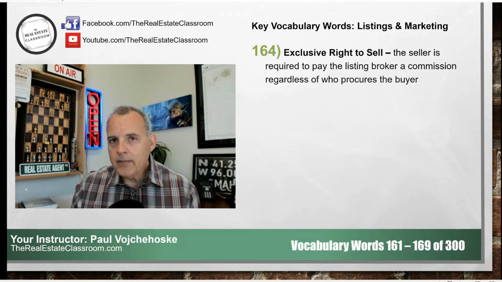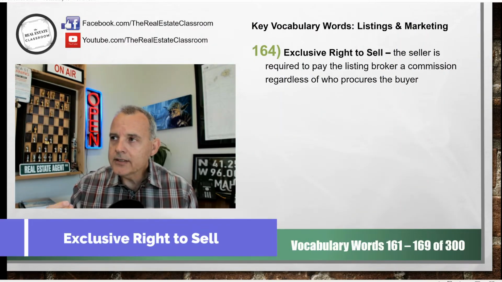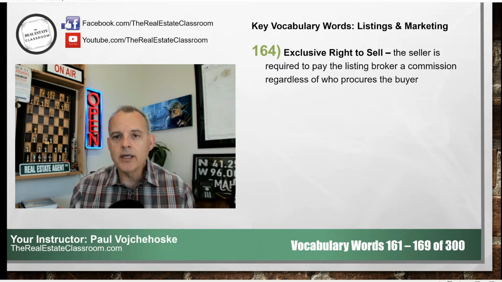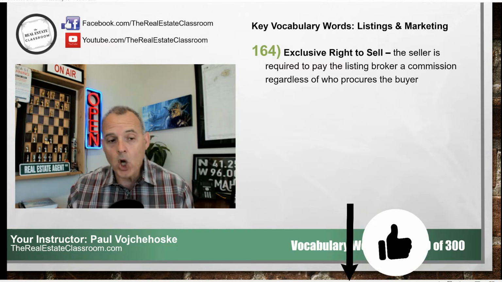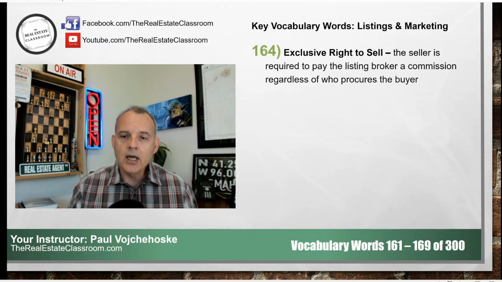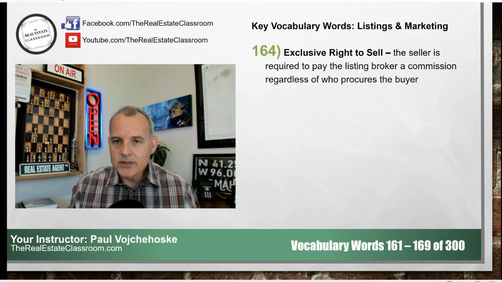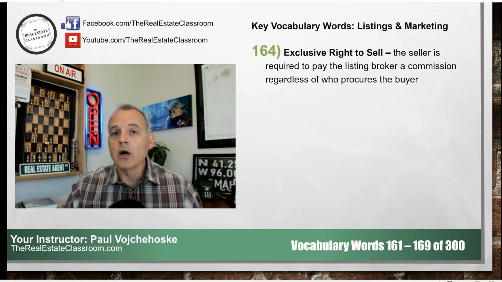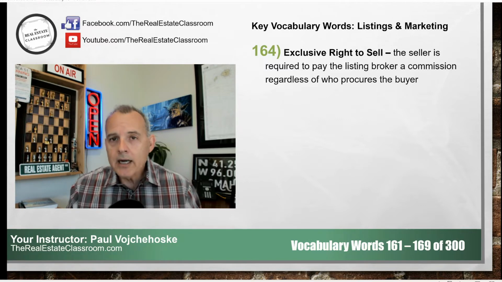Now let's talk about 4 of the main types of listing contracts that you need to know for your real estate exam. Number 1 is an exclusive right to sell. That's probably 99.9% of all of the listing contracts that realtors and agents enter into with their clients. But the important thing you have to remember under this type of listing contract, the seller is required to pay the listing broker a commission regardless of where the buyer comes from or who procured the buyer.